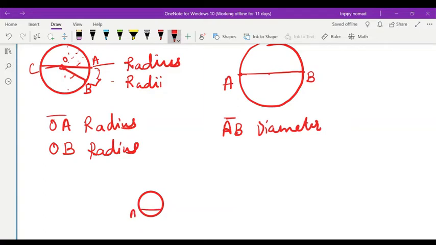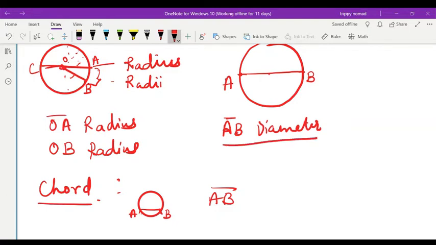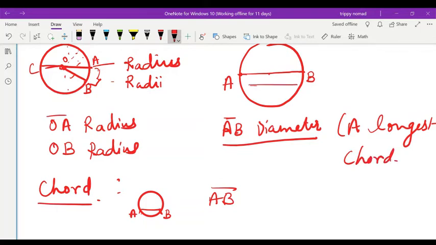This line segment AB. A line segment whose both ends lie on the circumference of the circle is called a chord of the circle. What is that called? A chord of the circle. Understood? Chord means a line segment, AB is a chord, whose both ends lie on the circle. That means a diameter is also a chord. This is the longest chord. Why? Because if you draw many chords in one circle, you will see that the diameter will be the longest chord. I hope you understood that one also.